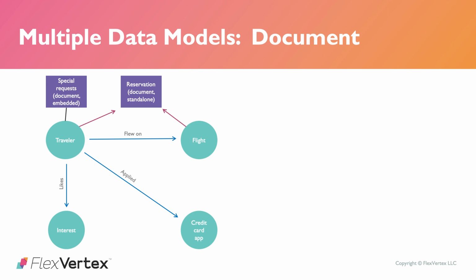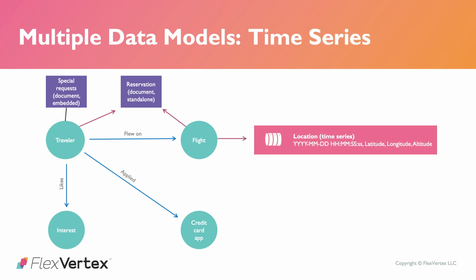And this means that starting with an interest or flight number, it's now possible to include those documents in a larger graph query. As the flight moves along its path, it's possible to use FlexVertex to store its location. And once again, because all information is stored as objects, this time series data can be located from any starting point in the FlexVertex data multiverse. And vice versa, all that's necessary is a single flight location to find the travelers that are booked on it, their interests, and any special requests that they've made.